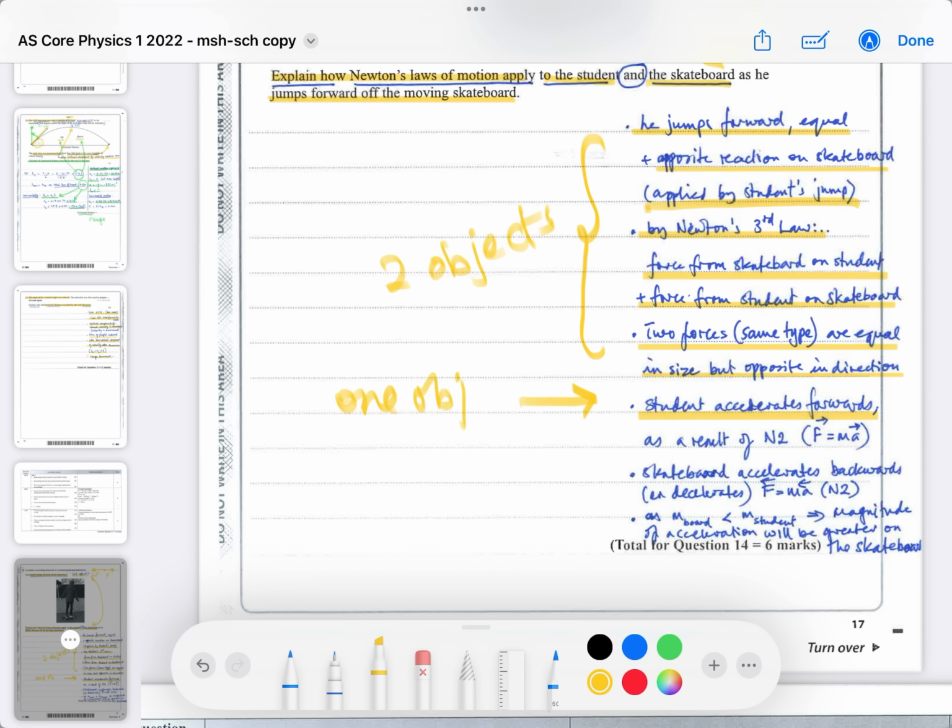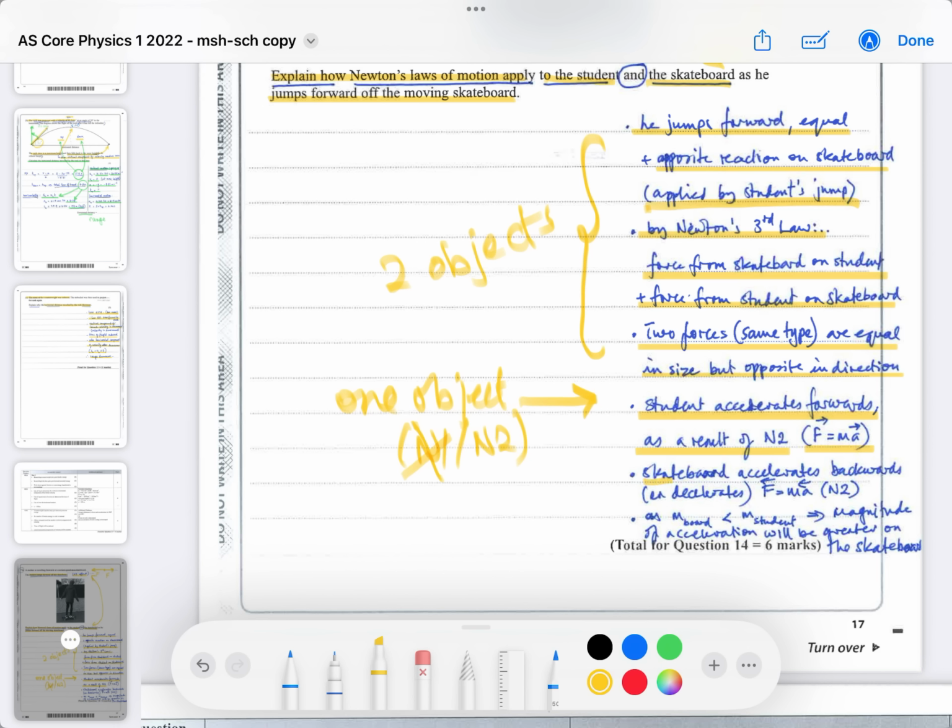When you look at one object, we're talking about Newton 1 and Newton 2. But if there is an accelerating force, then we're not talking about Newton 1, we're talking about Newton 2. So the student accelerates forwards as a result of the force on him by the skateboard. So that's Newton 2: force forwards must equal mass times acceleration forwards.